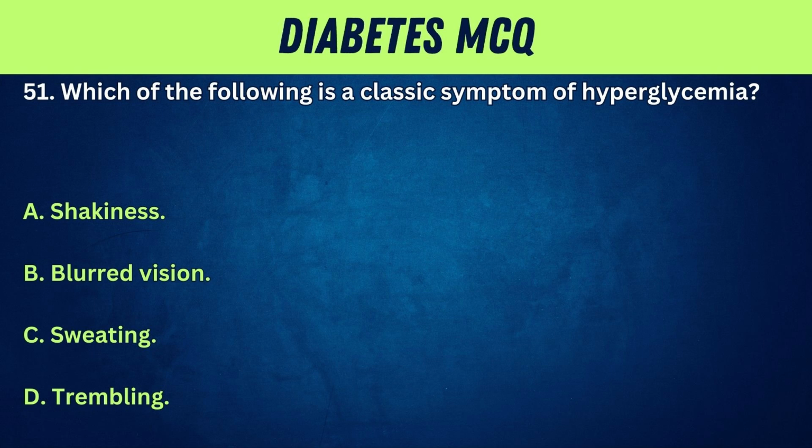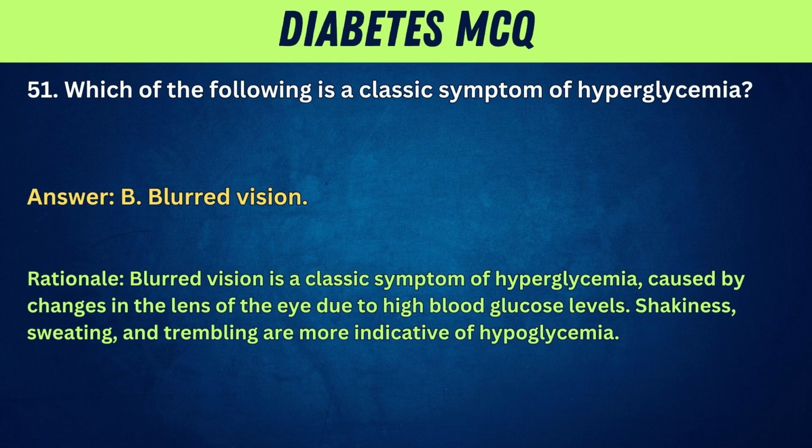51. Which of the following is a classic symptom of hyperglycemia? A. Shakiness. B. Blurred vision. C. Sweating. D. Trembling. Answer: B. Blurred vision. Rationale: blurred vision is a classic symptom of hyperglycemia caused by changes in the lens of the eye due to high blood glucose levels. Shakiness, sweating, and trembling are more indicative of hypoglycemia.